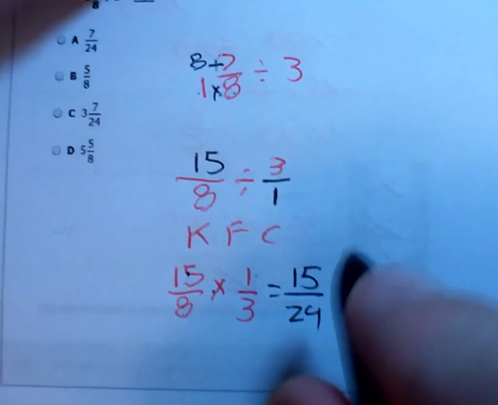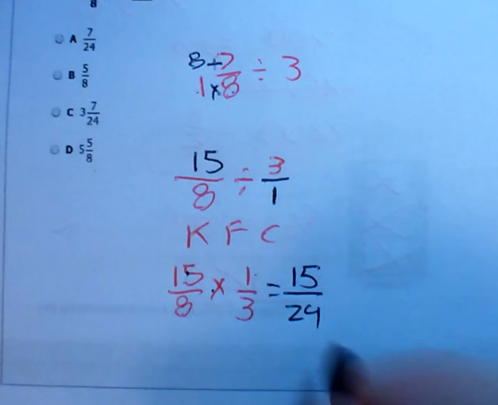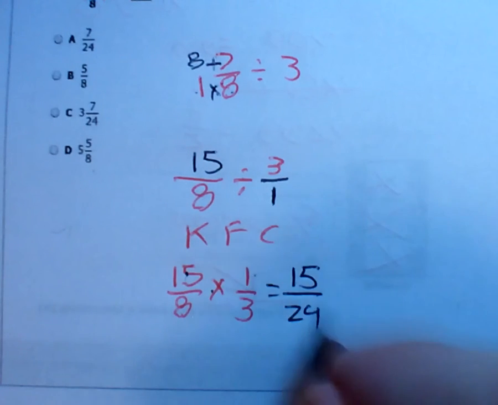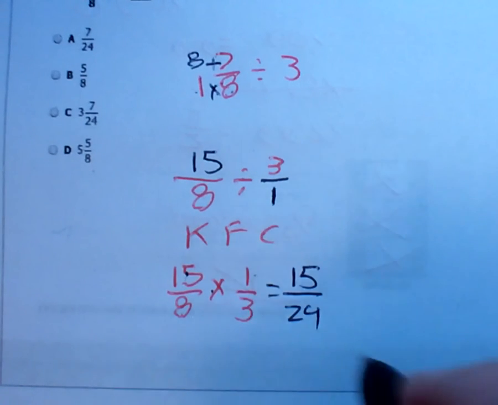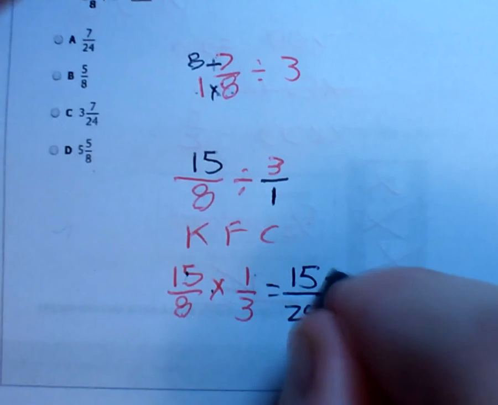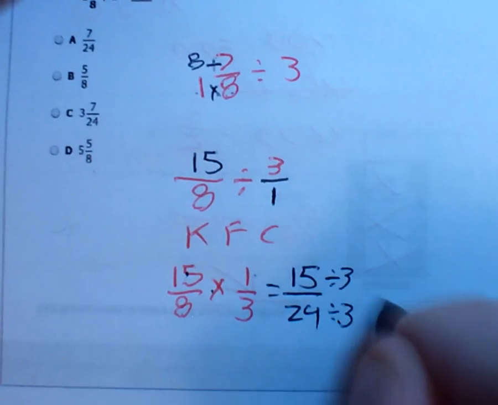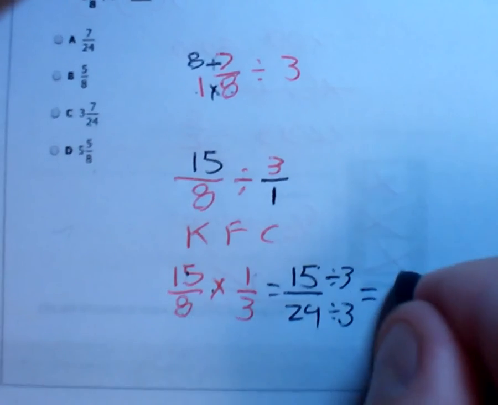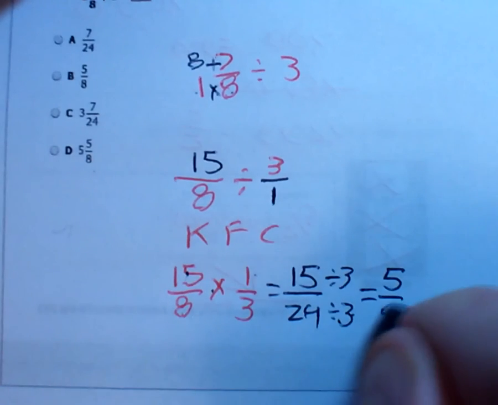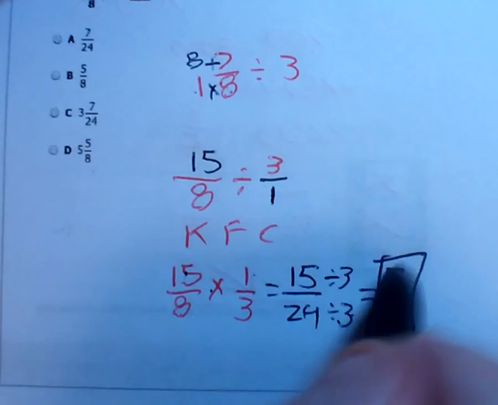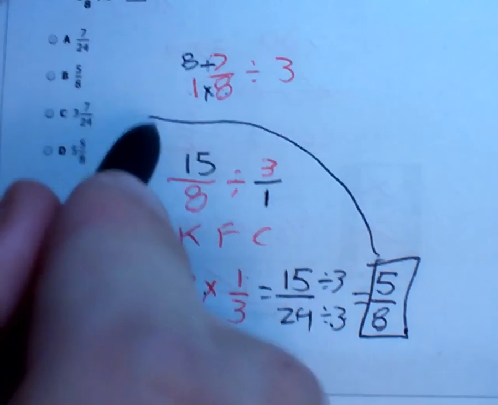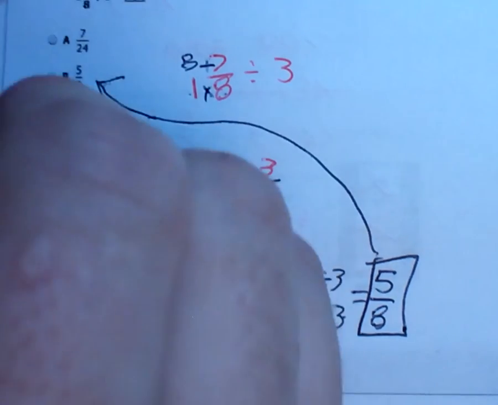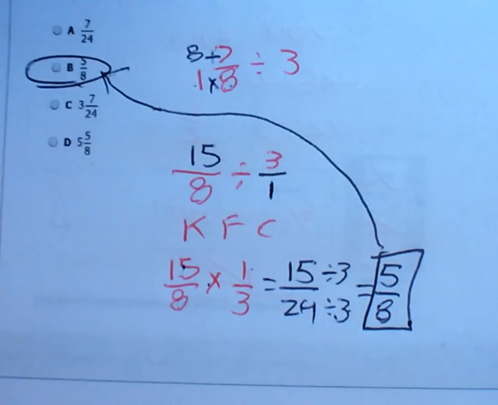So that means I'm going to have to simplify. I know that 3 fits into both of these. I try 1. Nope, that's not going to be helpful. 2. Nope, they're not both even. 3. Yeah, I can try that. All right, so 3 goes into 15 5 times. 3 goes into 24 8 times. And now we finally have an answer we can use. B. All right. So we did Texas and KFC.